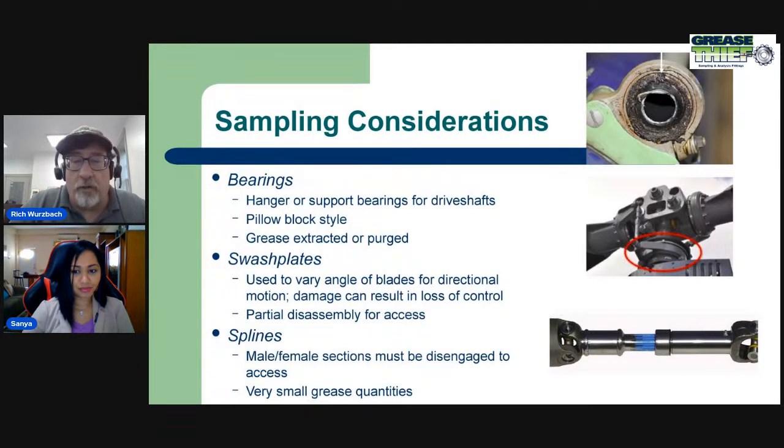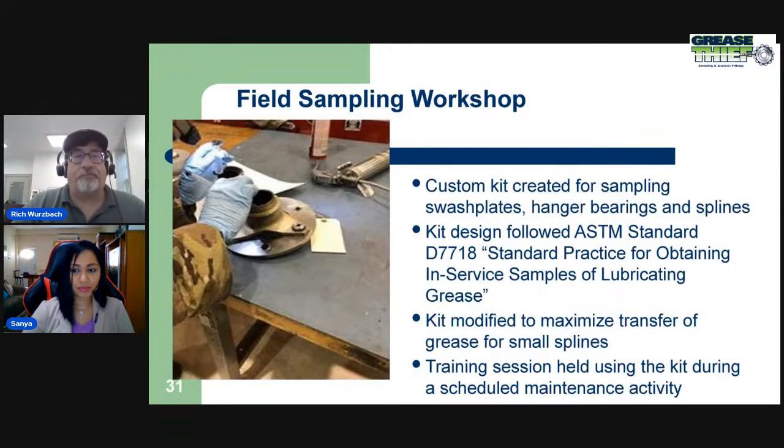They have very small grease quantities there. But here's the field sampling workshop we did with some of the soldiers, and we had a custom kit. That kit is available now as the helicopter grease thief sampling kit. It follows the ASTM standard. It allowed us to transfer small quantities off of those splines.